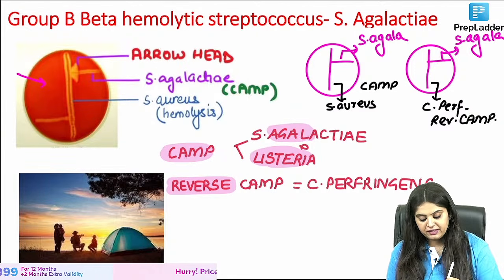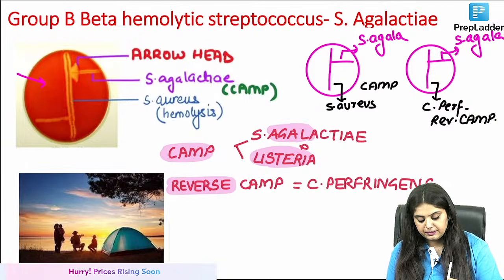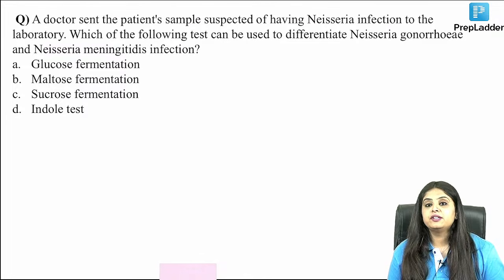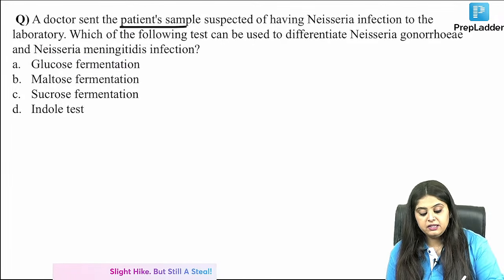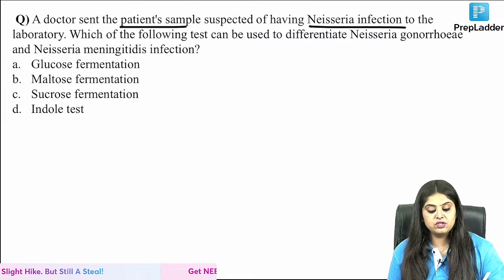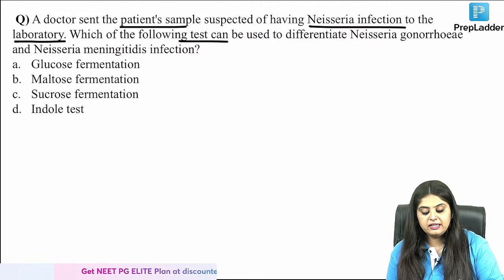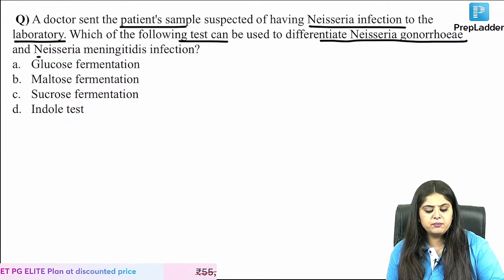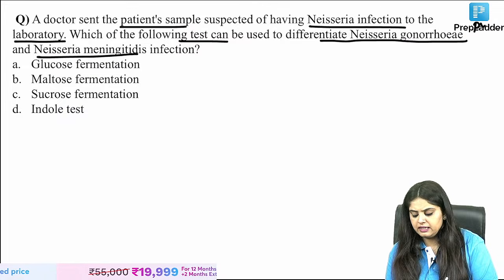Okay, moving on to the next question over here, which is: a doctor sent a patient sample suspected to have Neisseria infection to the laboratory. Which of the following tests can be used to differentiate gonorrhea from meningitis? ये question बहुत बार देखा है.